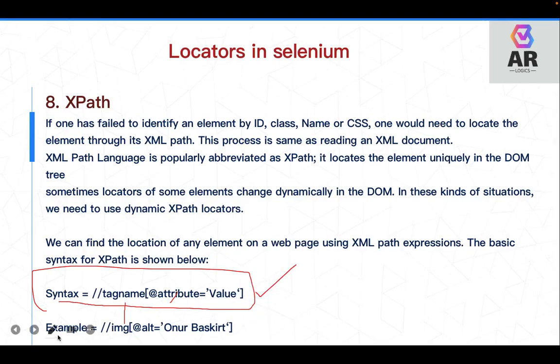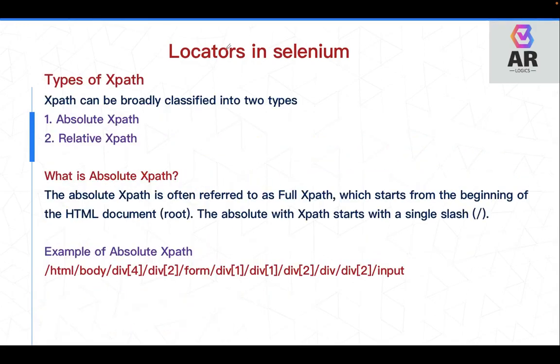Okay. Now, how many types of XPath are there? This is the most important question. XPath has two types: absolute XPath and relative XPath. Absolute XPath is often referred to as the full structure. Suppose your element is here, and we are finding the element here. For absolute XPath, we need to write the XPath from the starting point onwards, up to here, whatever the requirement is.